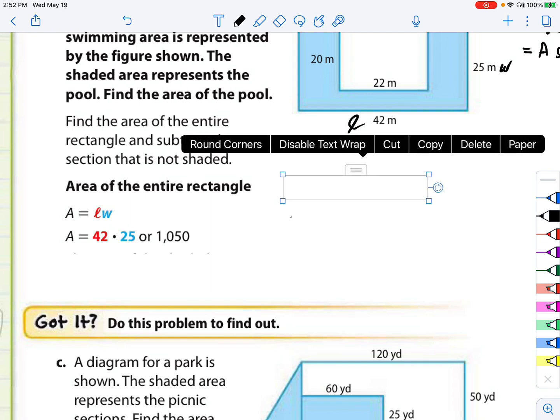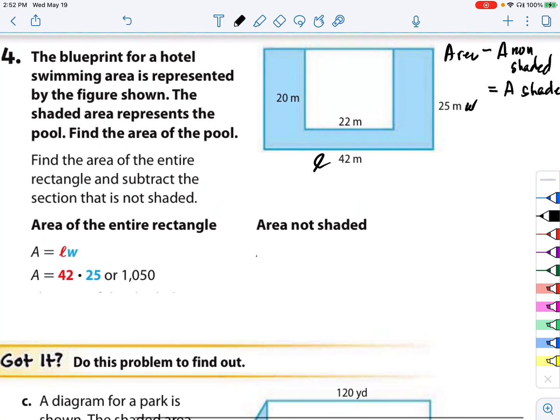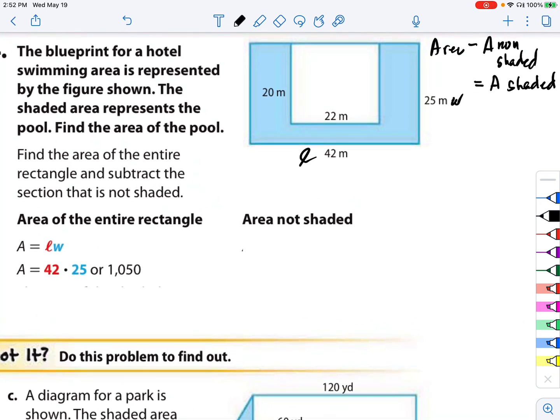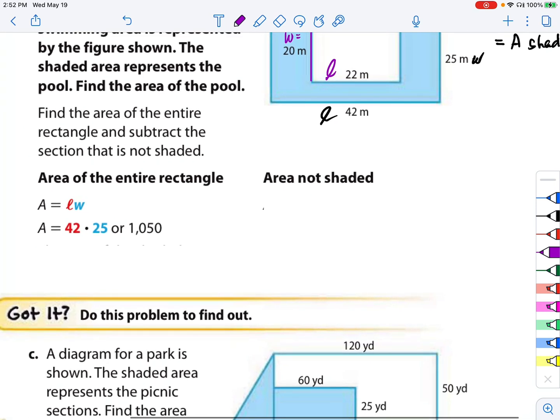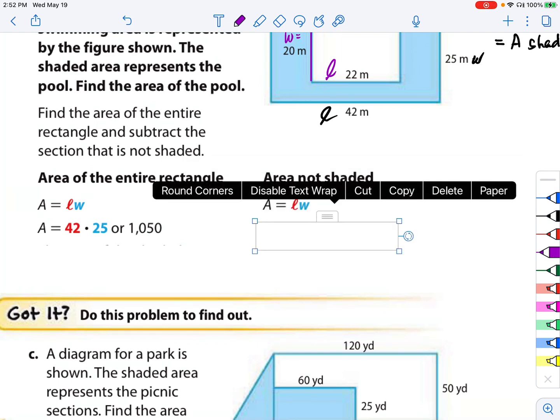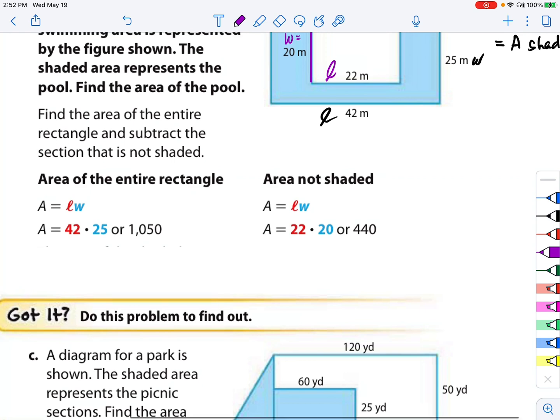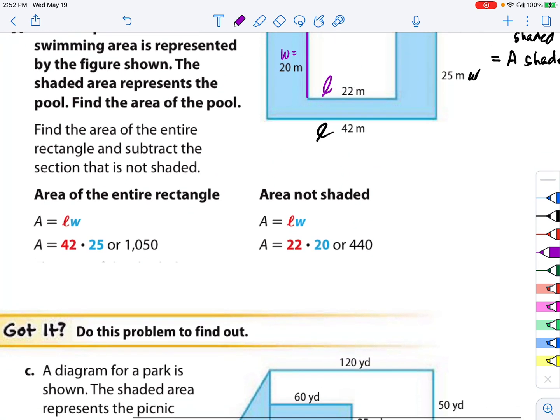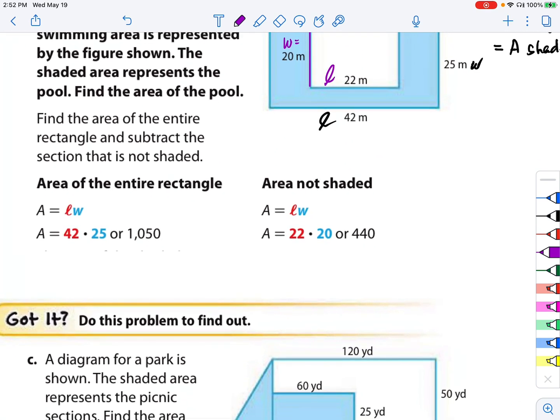Let's find the area of the non-shaded region. The area of the non-shaded region will have a length that is 22, and a width, this one right here, which is equal to 20 meters. So again, we go back to the formula of area of a rectangle, length times width, the length being 22 and the width being 20 meters, or 440 square meters.